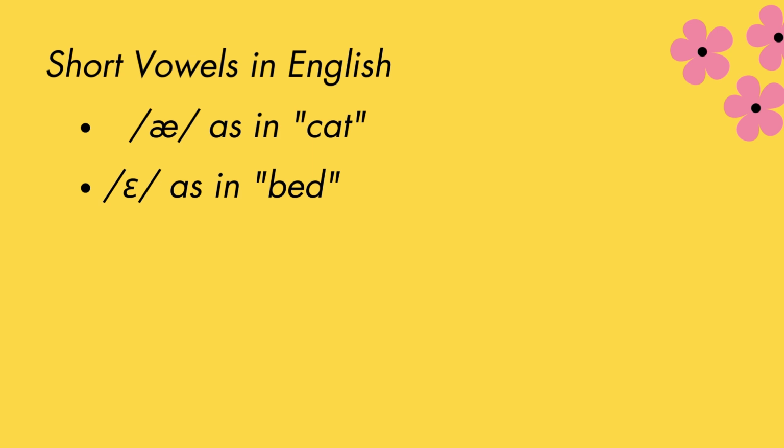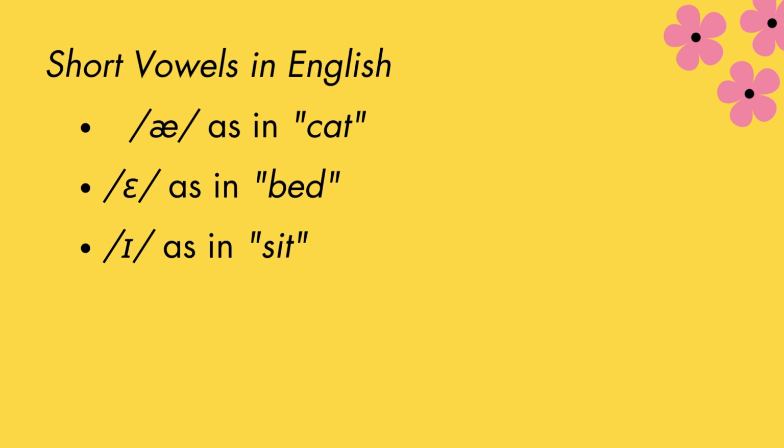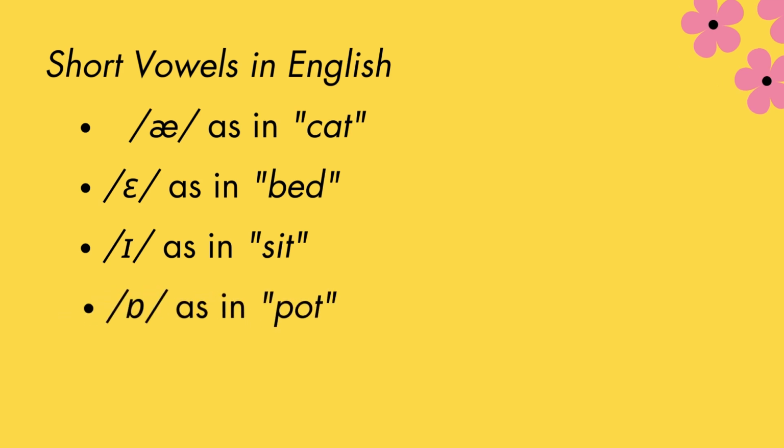Your mouth opens just slightly, and the sound feels relaxed. Repeat. Bed. Then, we have I, as in sit. Your lips should be relaxed, and your mouth slightly open. It's a quick, light sound. Repeat. Sit. O, as in pot. For this sound, your lips are rounded, and your mouth is slightly open, like when you're yawning a little. Repeat.